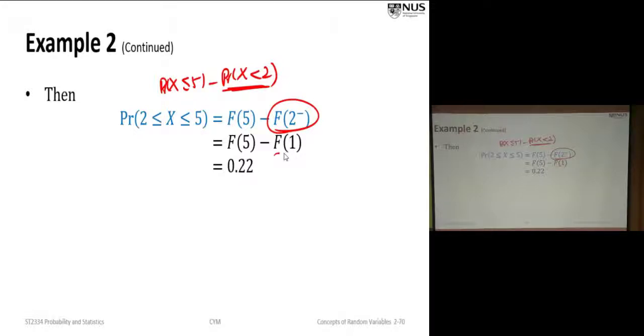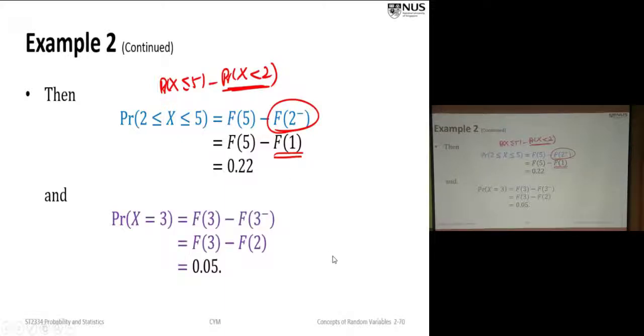This is equal to F1, equal to the value of the x value, which is the largest integer less than 2, which is 1. All right? So the answer is 0.22. Then how about x equal to 3?